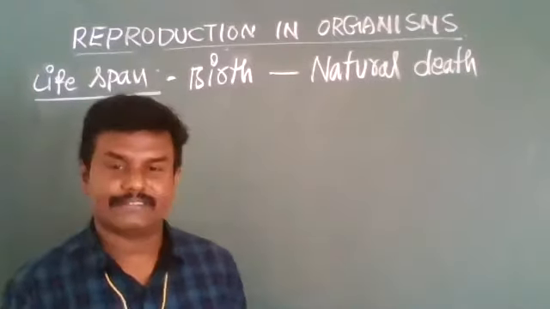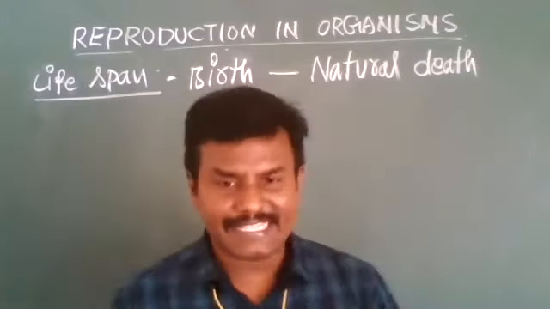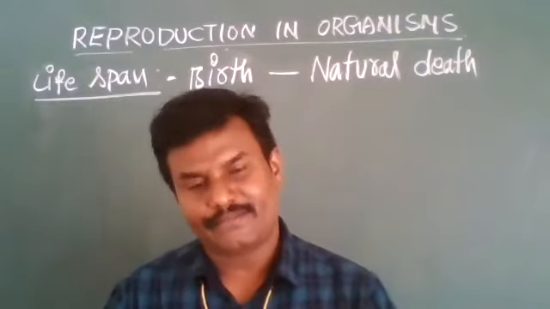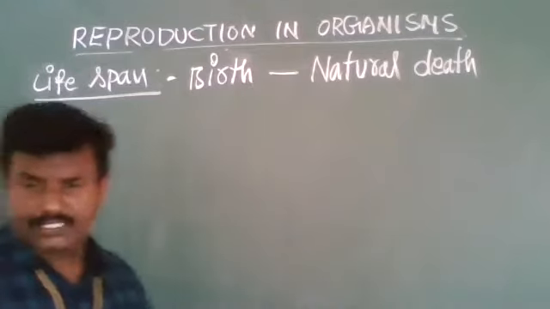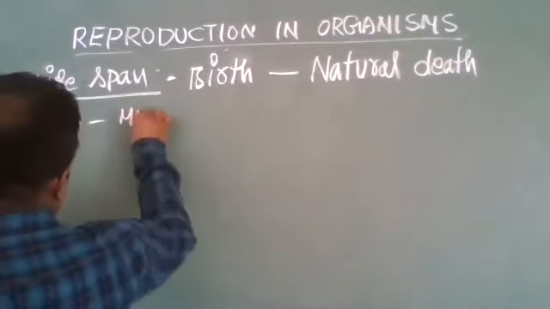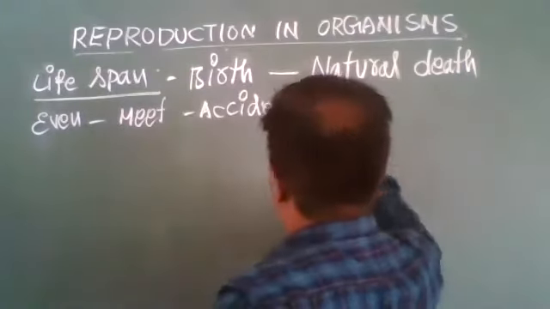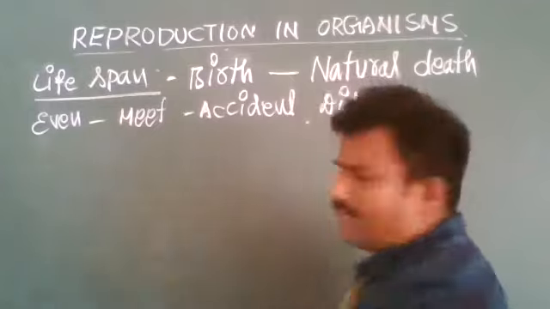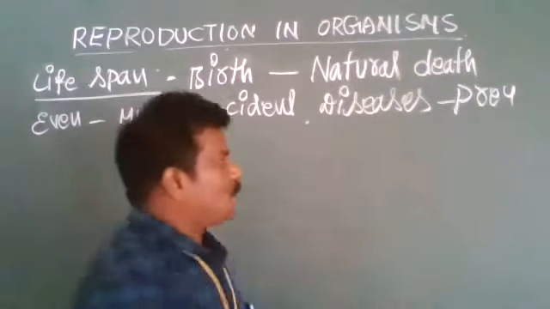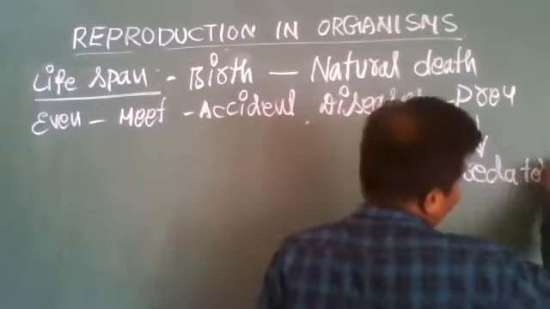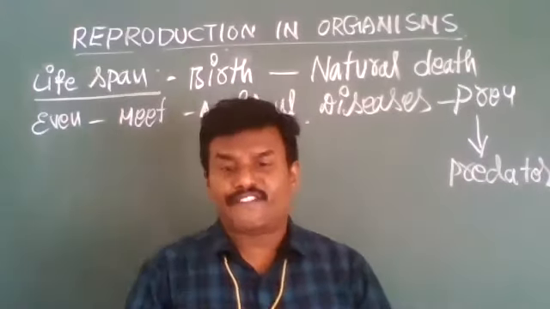Each organism has a certain length of time for which it can survive. Even if an organism does not meet with an accident, does not suffer from a disease, does not fall prey to a predator, death is a certainty. It still comes as the last event of aging.